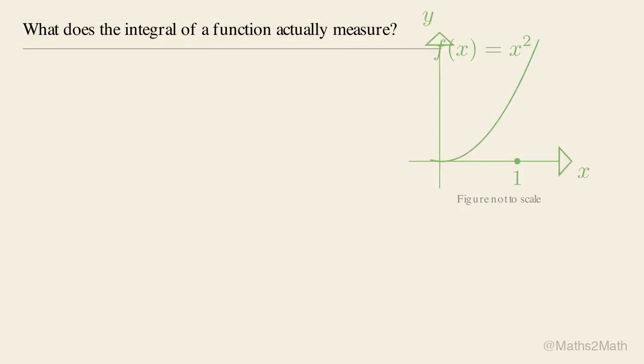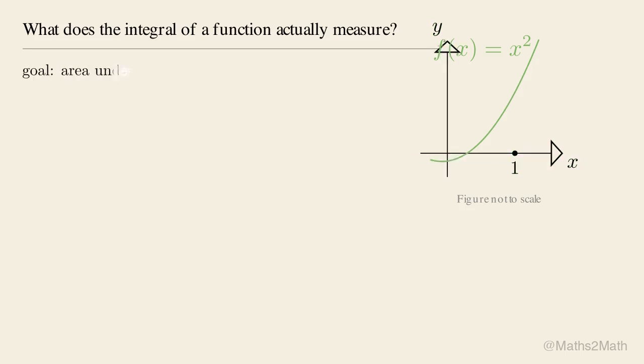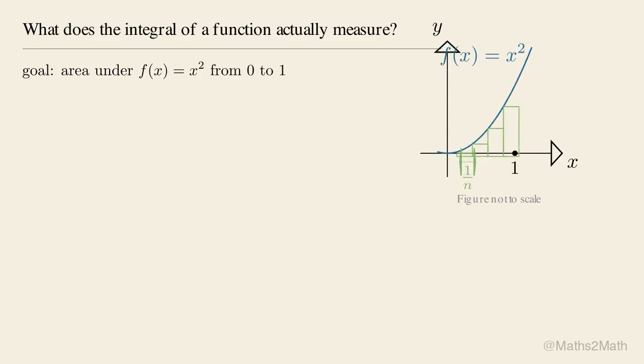Here is our function, f of x equals x squared, and the region under it. Here is the challenge. This region has one straight side, one straight bottom, and one curved roof. Ordinary geometry has no formula for a curved roof. We will have to invent one. The idea: what we cannot measure, we approximate with what we can.